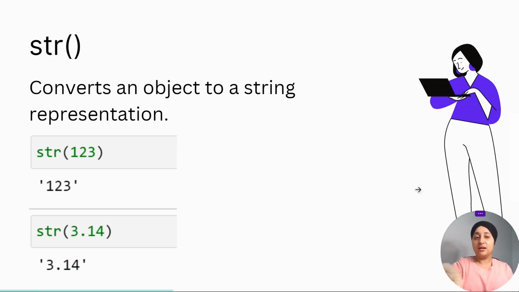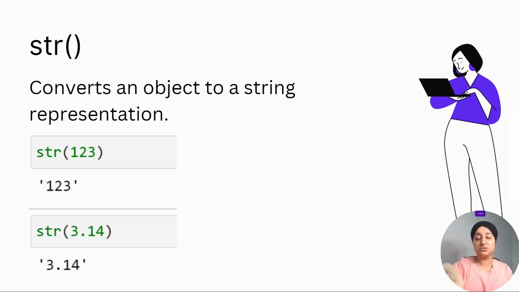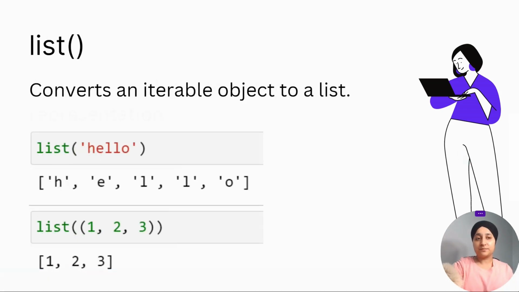str again converts an object to a string representation. So here this is an integer, and we are using the str method to convert this integer to string. Whenever something is converted to string, it is enclosed within single quotes or double quotes, mostly single quotes. In this case we are taking the floating value and converting it to string, which is again enclosed in single quotes as an output.